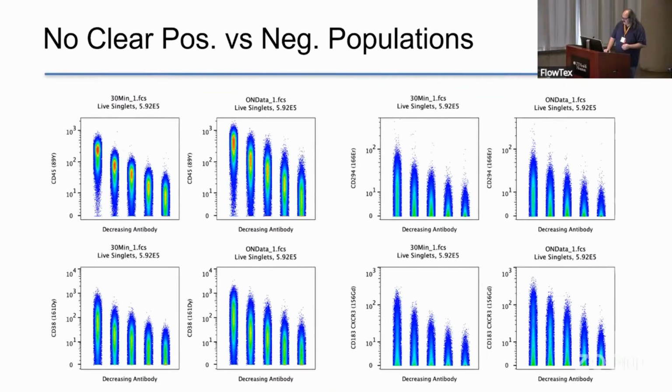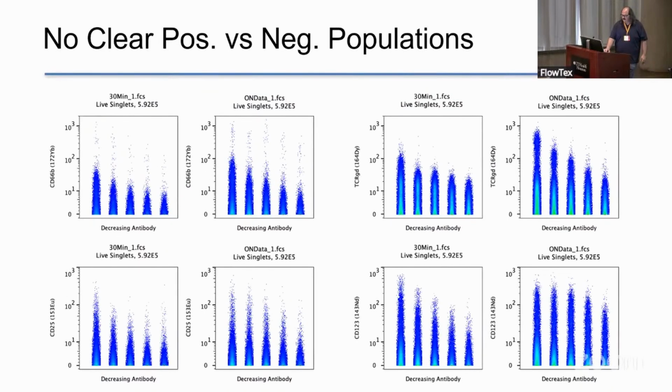So here are the populations where we saw no clear positive and negative, so we couldn't do the actual stain index. Of course, CD45 in a blood sample, then it was this PBMC, so there was no negative, so I couldn't do anything there. CD38 was just too much of a smear here. I couldn't separate groups. And these are not the very interesting ones. They were pretty boring.